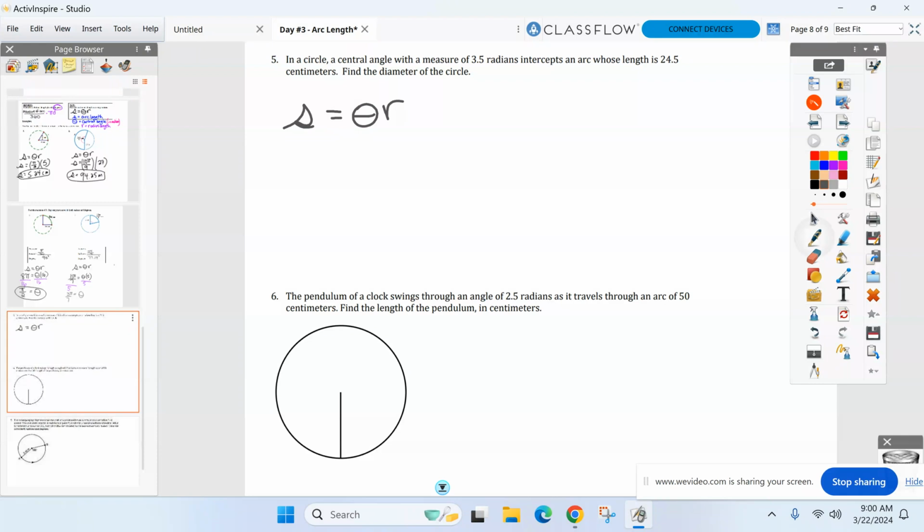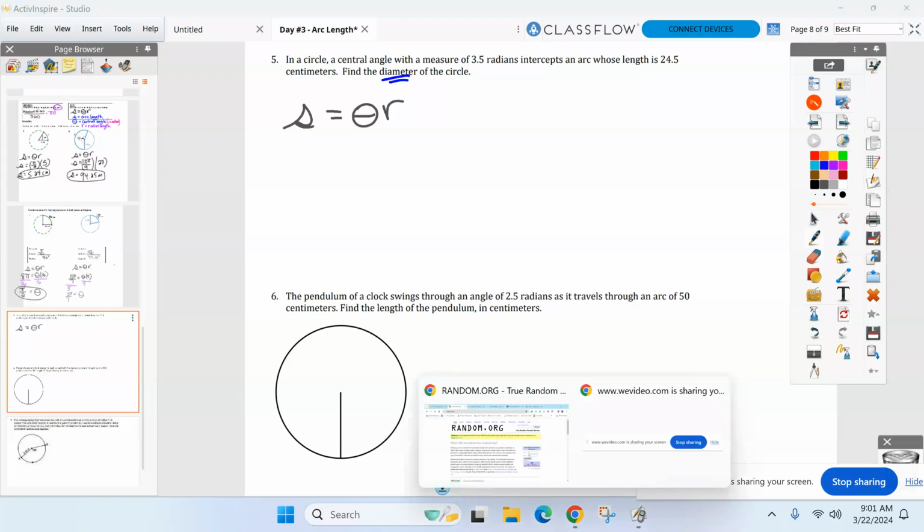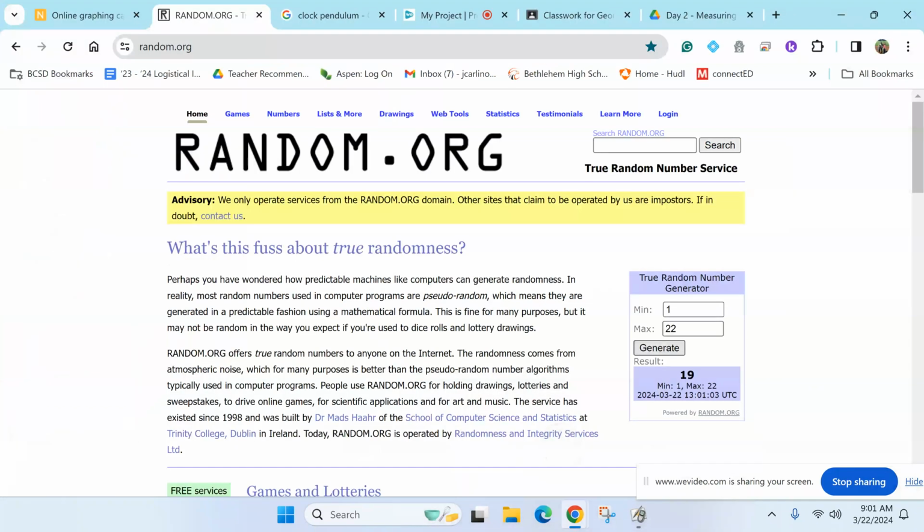Wait a second, smart kids. They're asking me for the diameter. This formula doesn't have diameter. Should I go back to the other one then, because that one has D? Or can I still do it here? Am I stuck? What can I do here? It doesn't have diameter. I need some help. Cormac needs some help.